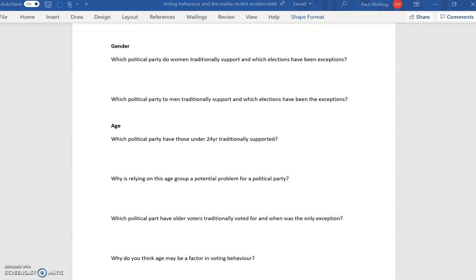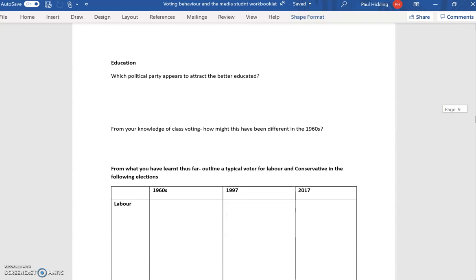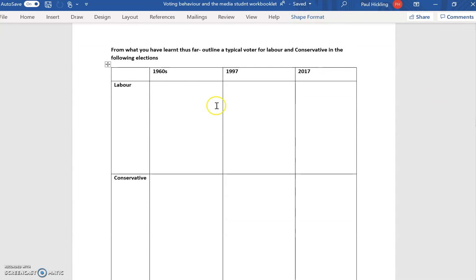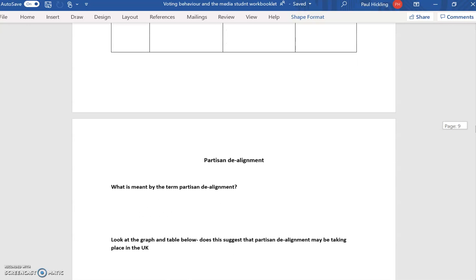Okay, so from that data, you should be able to fill in these bits of the table. So these are the questions that you should be able to fill in as a consequence of me going through those graphs. You need to do this bit here. Just do a summary. What's the typical Labour voter in the 1960s, 1997 and 2017? You can change that to 2019 if you want. And what are the general main people who voted Conservative in these elections? Just a general overview, like for Conservatives in the 1960s, middle class, etc. So it just gives you a typical Labour and Conservative voter in those different elections.